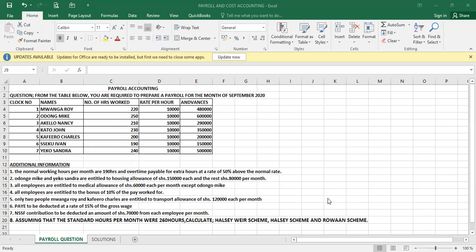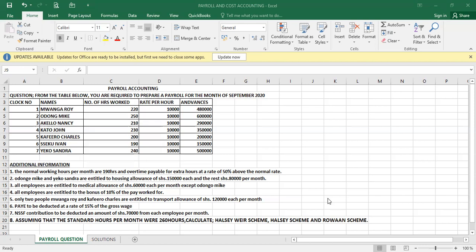The second additional information says Odong, Mike, and Yeko Sandra are entitled to housing allowance of shillings 150,000 each, and the rest are entitled to 80,000 per month, meaning it's only Odong, Mike, and Yeko Sandra that are going to be receiving 150,000. The rest are going to be receiving 80,000 per month in terms of the housing allowances.